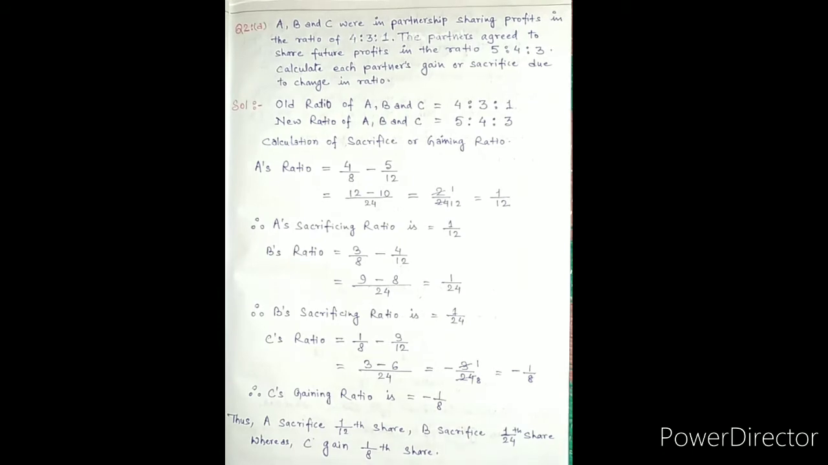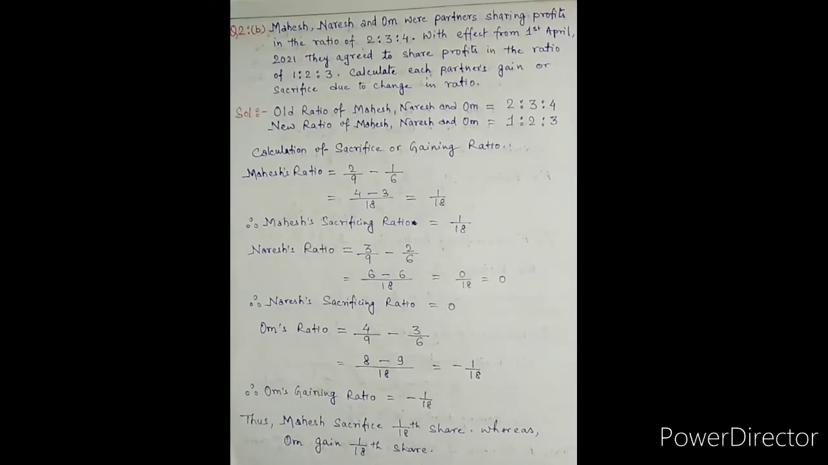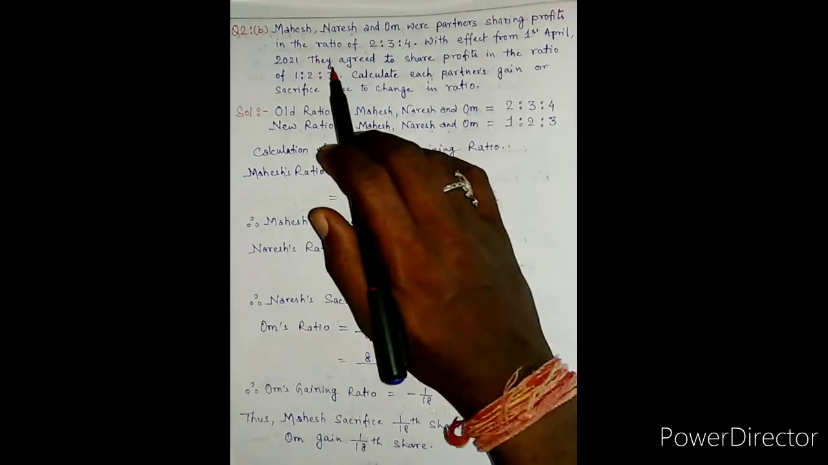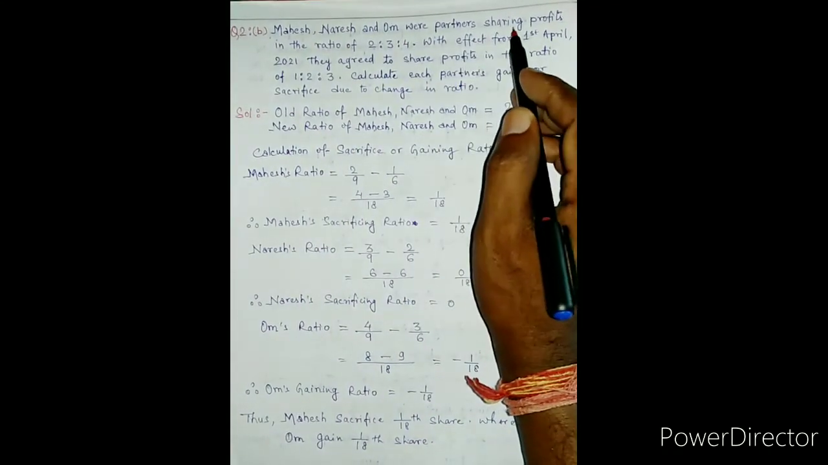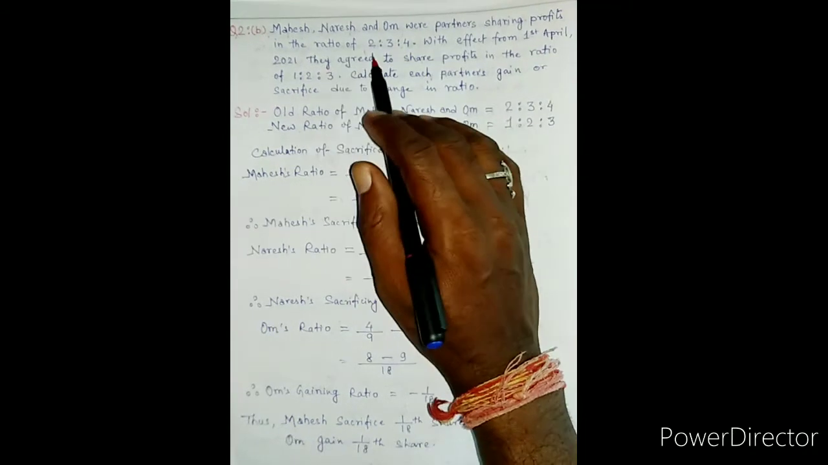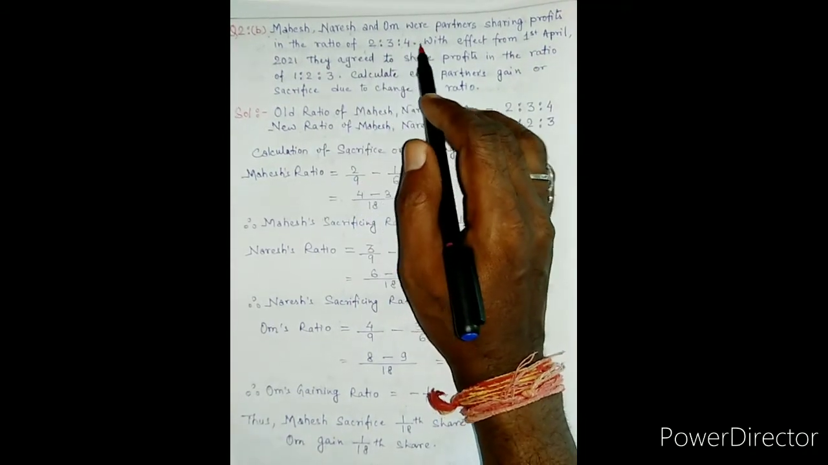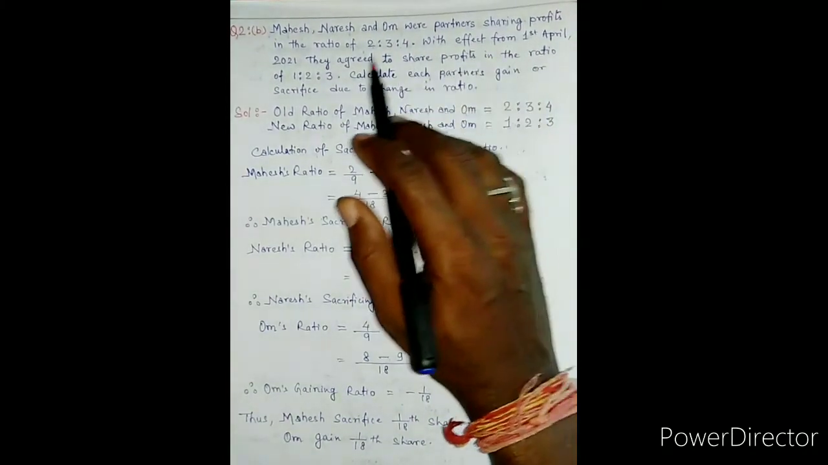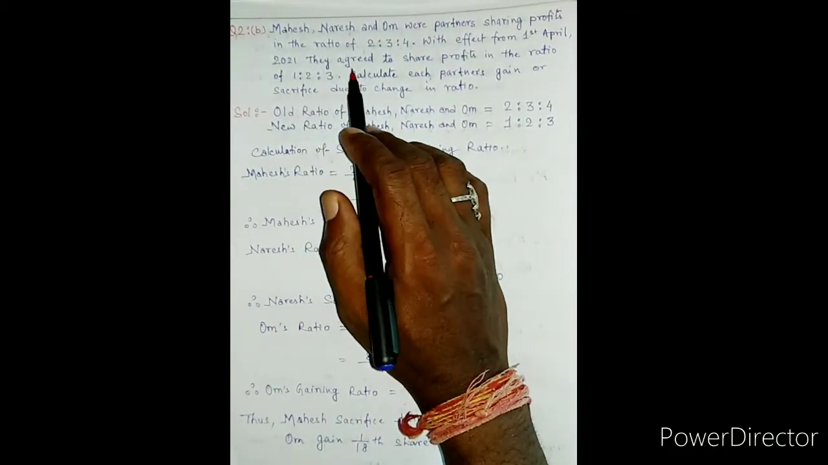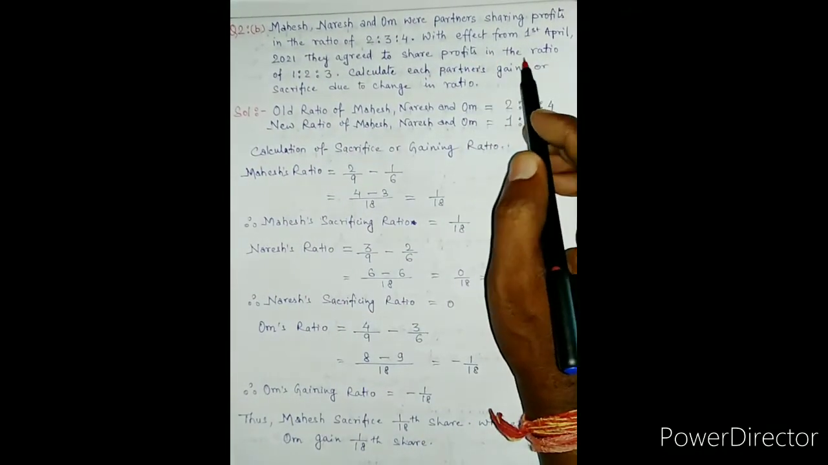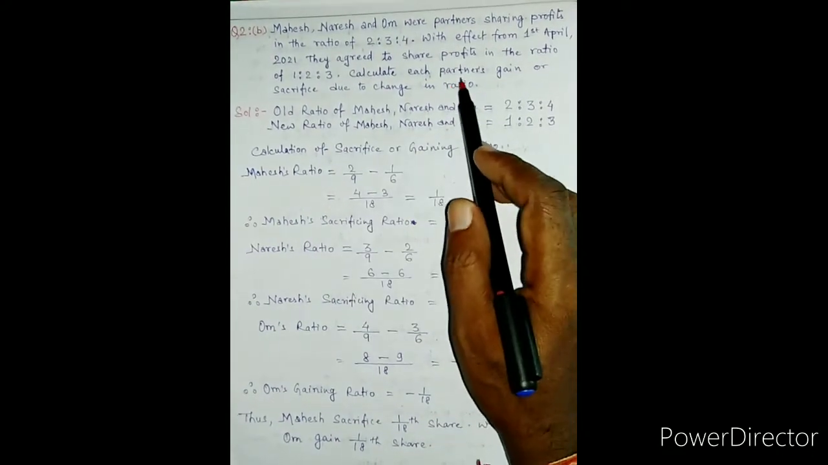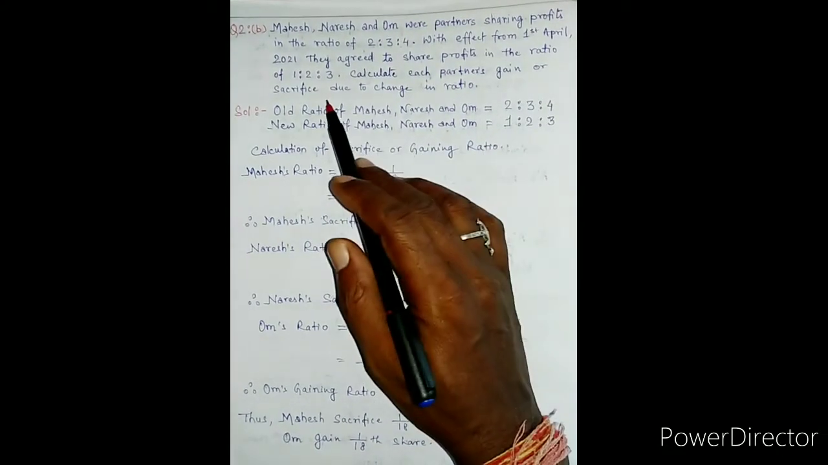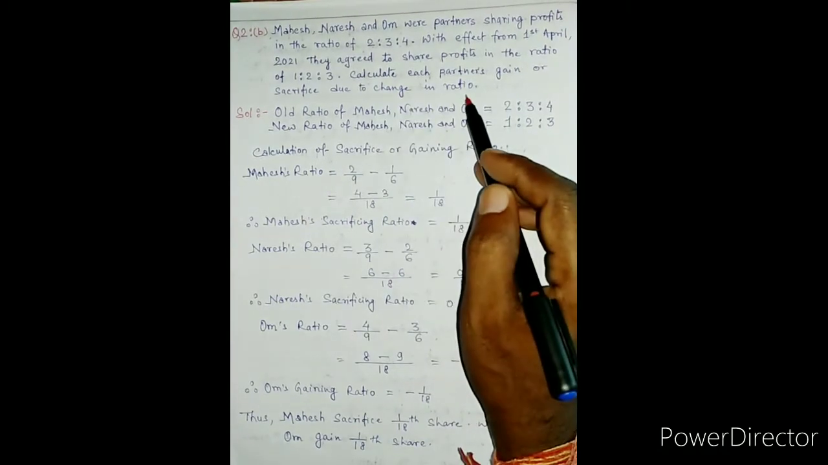Hope it's clear. So let's see question number 2B. Here Mahesh, Naresh and Om were partners sharing profit in the ratio 2 is to 3 is to 4. With effect from 1st April 2021, they agreed to share profit in the ratio of 1 is to 2 is to 3. Calculate each partner's gain or sacrifice due to change in ratio.